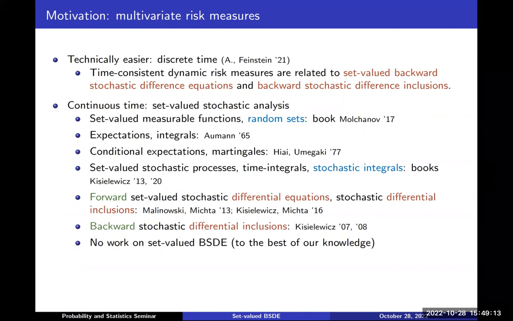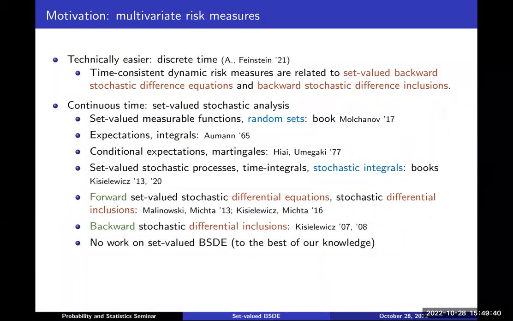You need some tools to study BSDEs. Once you make sense of concepts like expectation and also some integrals, stochastic integrals, you can try to also establish some tools such as Itô's formula, martingale representation theorem, and so on. So these are the subject matters of set-valued stochastic analysis.